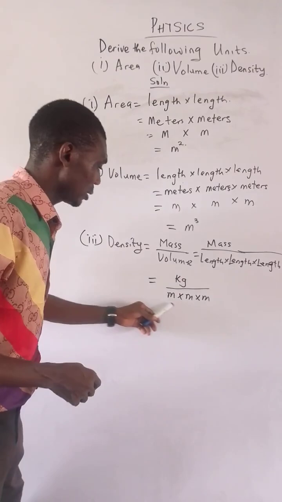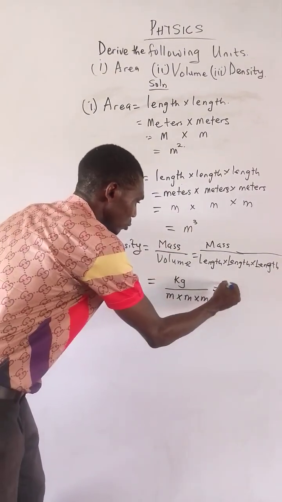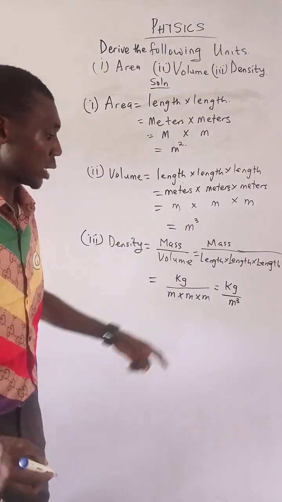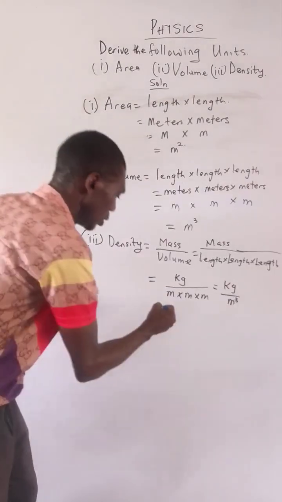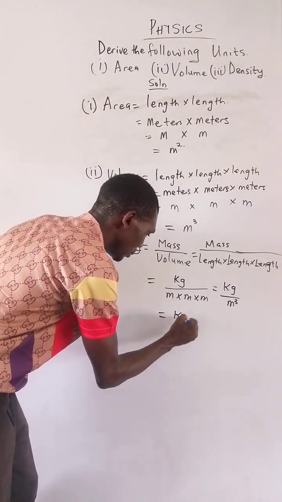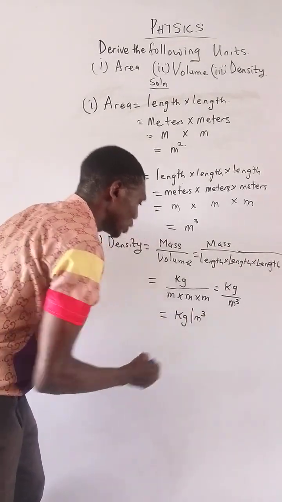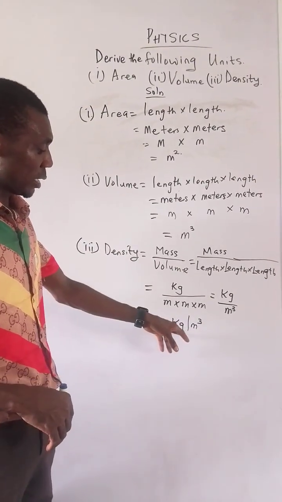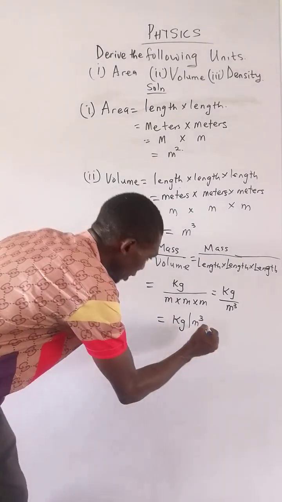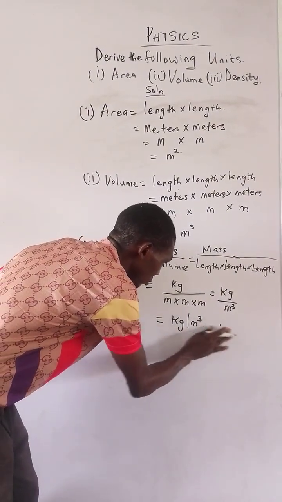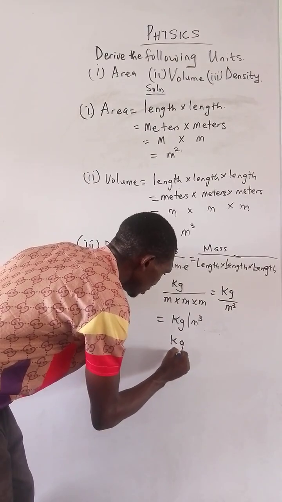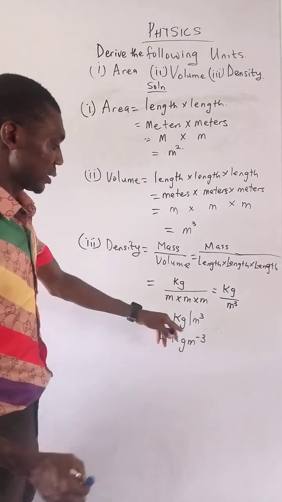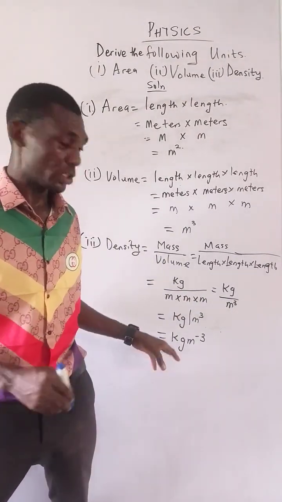In that case, m times m times m, like what we have here, is equal to kg all over m raised to power 3. Kilogram all over meter cube, which can be given as kilogram per meter cube. So the unit of density, the derived unit of density, is kilogram per meter cube. Or if I write it like this, we can say kg m minus 3. So we have two answers here. You can either write it as kilogram per meter cube or kg m minus 3.